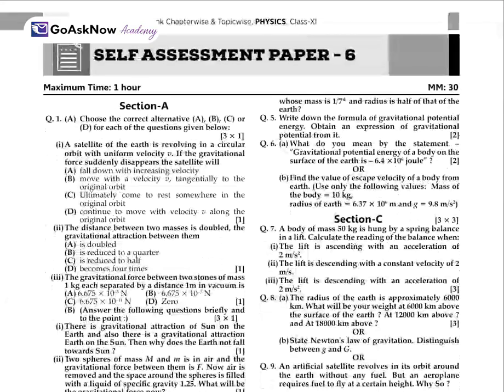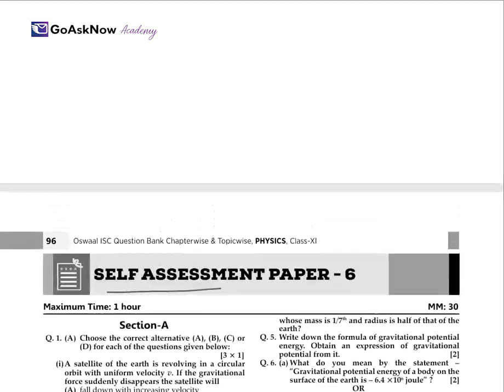Now, on the basis of the formulas and the concepts which we have studied, you will have to complete this self-assessment paper for Chapter 6, Gravitation.